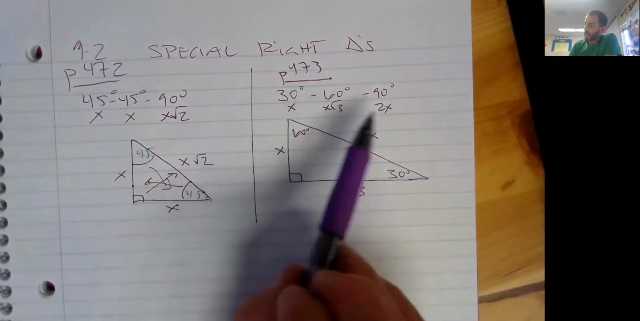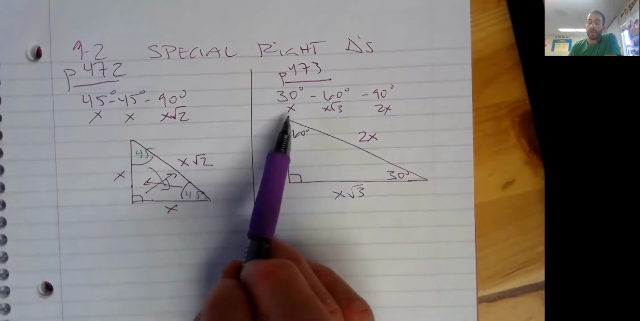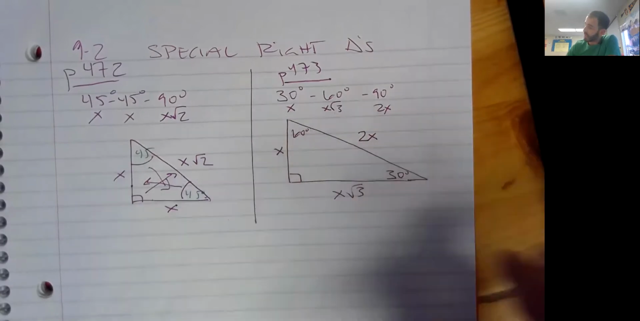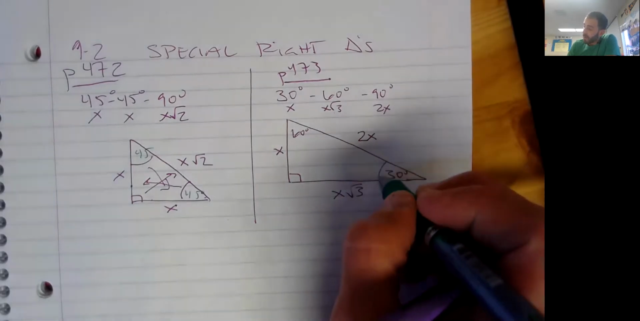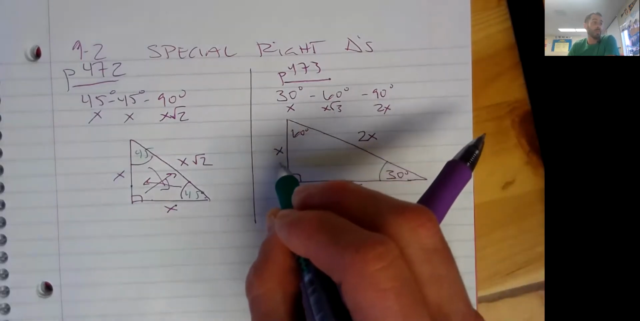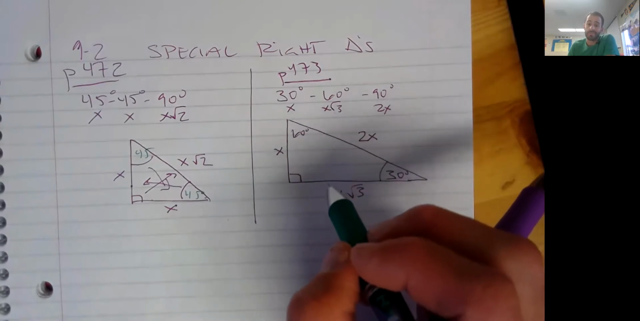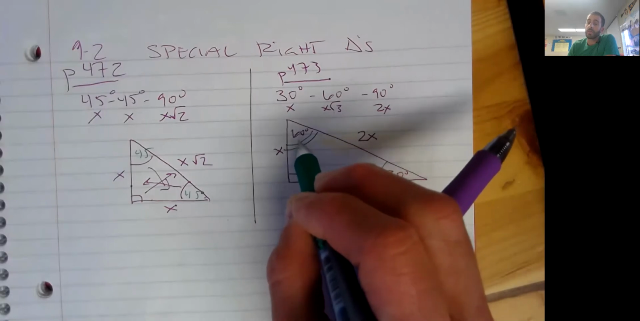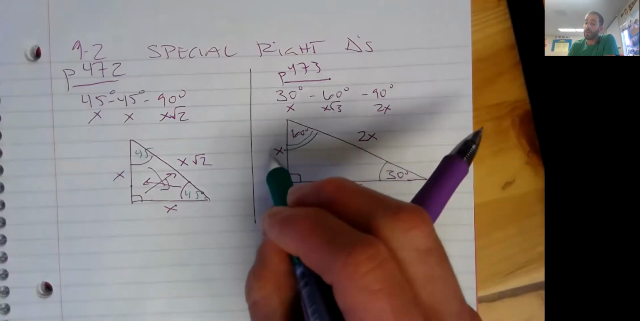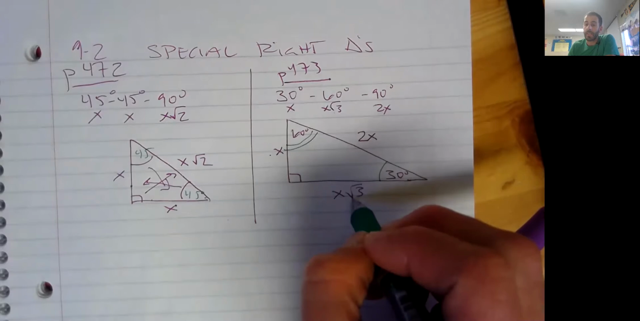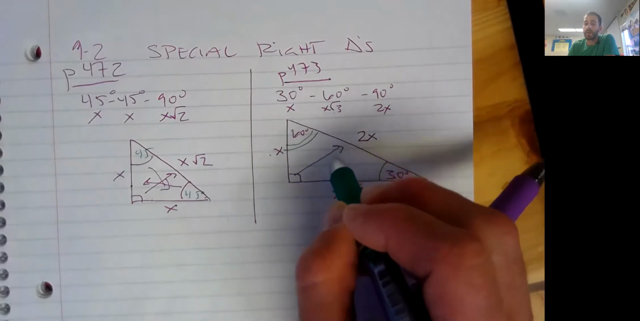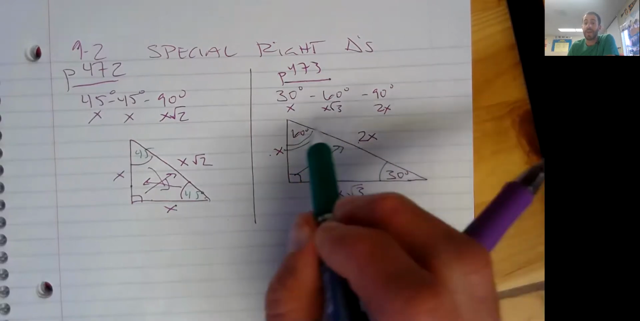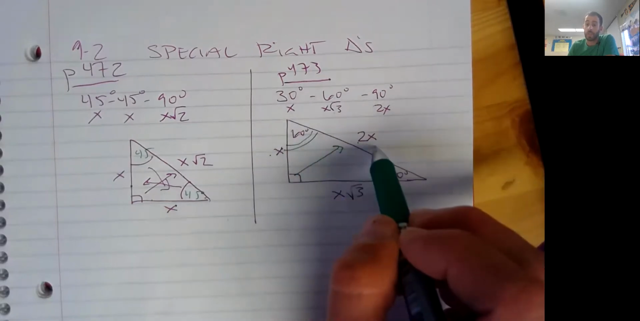30, 60, 90: x, x rad 3, 2x. All right, we have a 30-degree angle. We have a 60-degree angle. Now, whatever's across from a 30-degree angle is going to be the smallest side, and that's just going to be x. Across from the 60, however, it's going to be a little bit bigger. That's going to be whatever number this is with a rad 3 behind it. And then finally, the hypotenuse across from the 90, of course, across from the biggest angle, is going to be the biggest side. It's going to be that first side multiplied by 2.